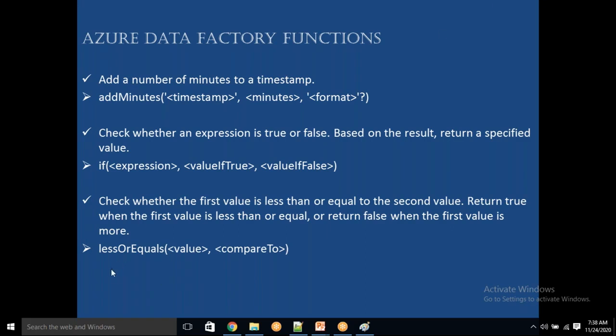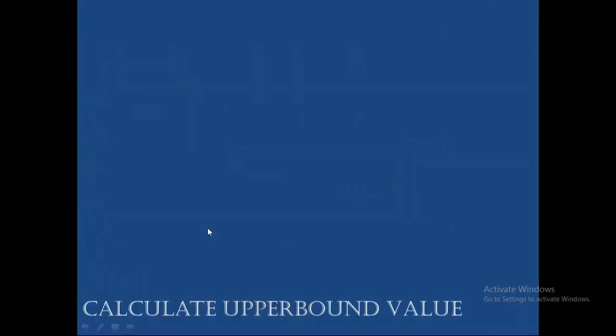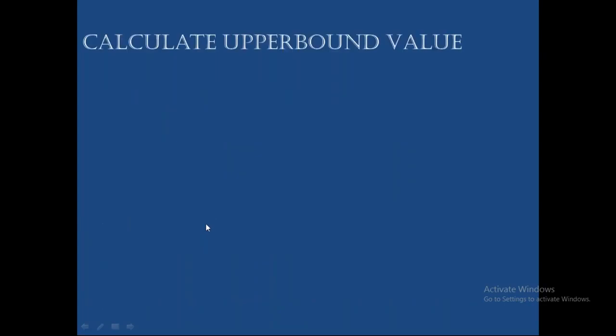Okay. Clear? It should be clear now. See, calculate upper bound value. You see first how I am going to calculate. See, last processed value is this day. Duration is 10 minutes. Upper bound I need to calculate dynamically.